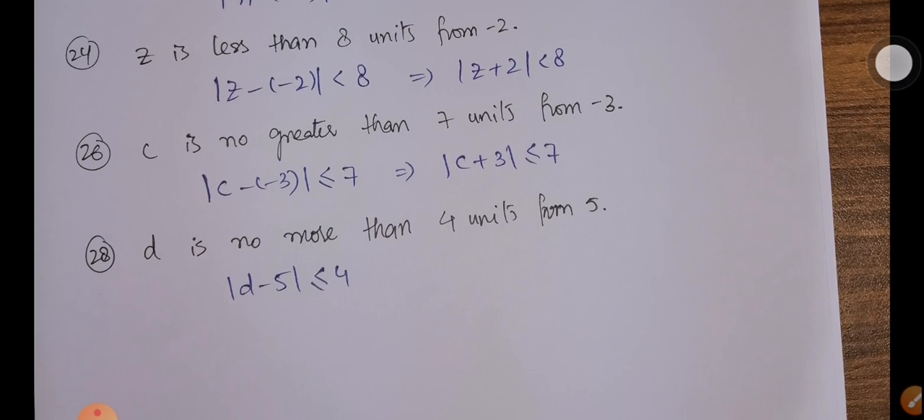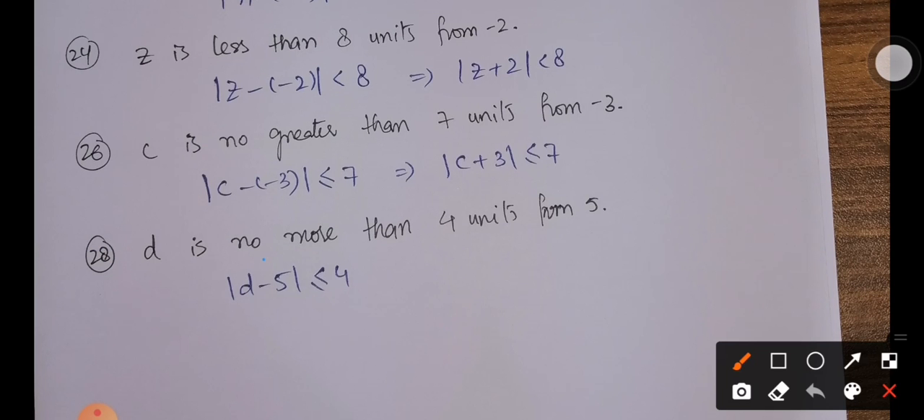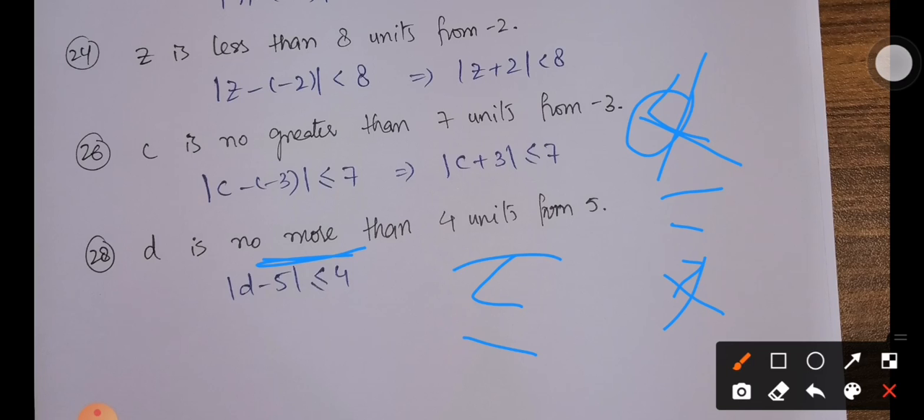and d is no more than 4 units from 5. When we say that d is no more, it means it cannot be greater, so it should be less than or equal to, because for any two quantities we have three relations: less, equal or greater. So if we have no more, then we have to put less than or equal to. If we have no less, then it means we have to take a cross on negative or less, and we have to go towards the two cases. Similarly, when we say that d is no more than 4 units from 5, it means that the distance between d and 5 is less than or equal to 4 in this case.